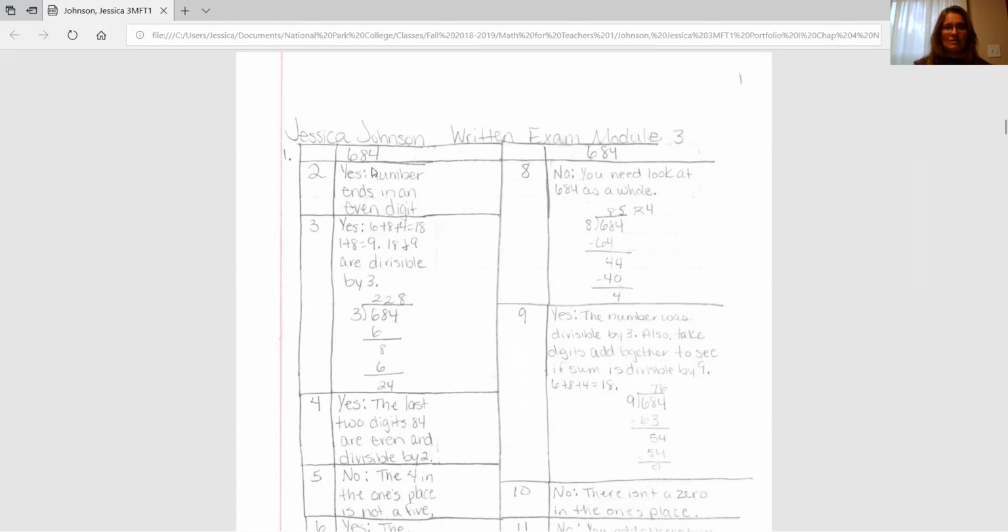Let's look at 684. It is divisible by 2 because with the 2's test, the last digit must be 0, 2, 4, 6, or 8, or an even number.